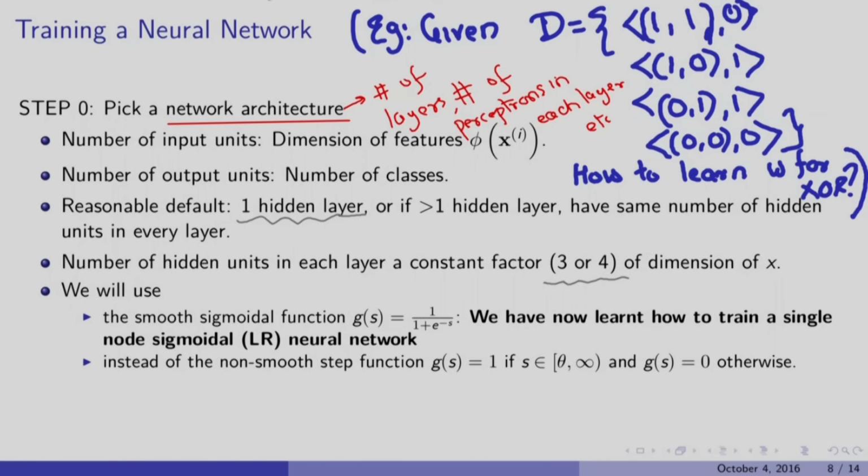For the rest of this discussion, we will use the smooth sigmoidal function, 1 upon 1 plus e raised to minus s. This is a smooth approximation to the step function. We already discussed how to train such a single node sigmoidal neural network. We will not use the non-smooth step function primarily because it becomes very difficult to train owing to its non-differentiability.